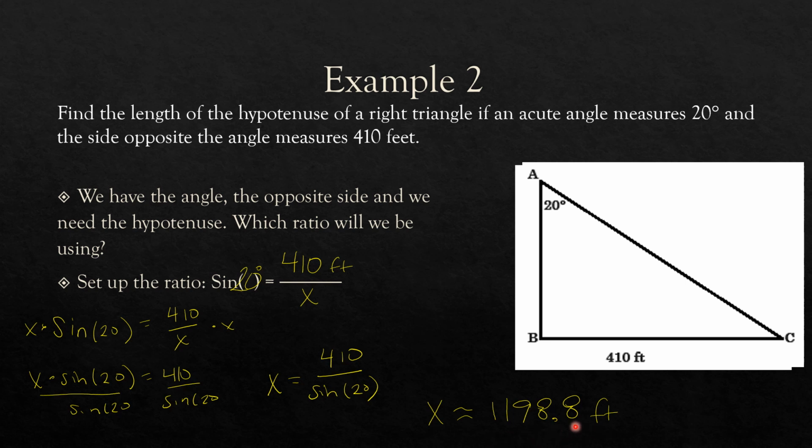1,198.8 feet is going to be much longer than the 410 because 70 is going to be much bigger than the 20 degrees. Always at the end of your problems, think about, does that make sense? You may not have drawn your triangle to the right proportions, but at the end you can compare the smallest angle and the smallest side. If they're opposite each other, then you're probably doing it right.